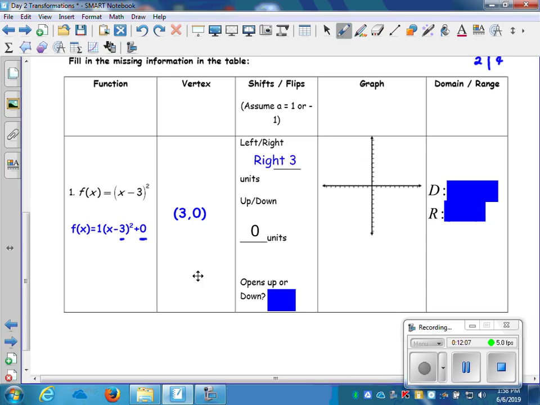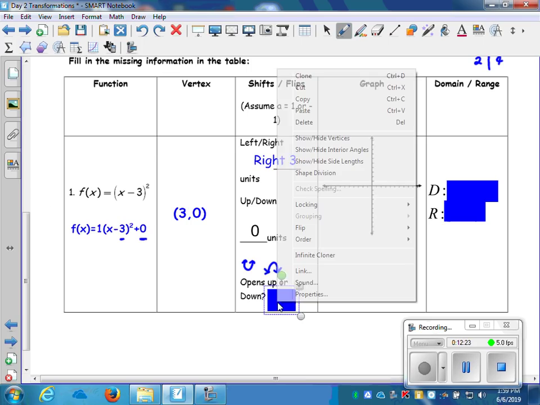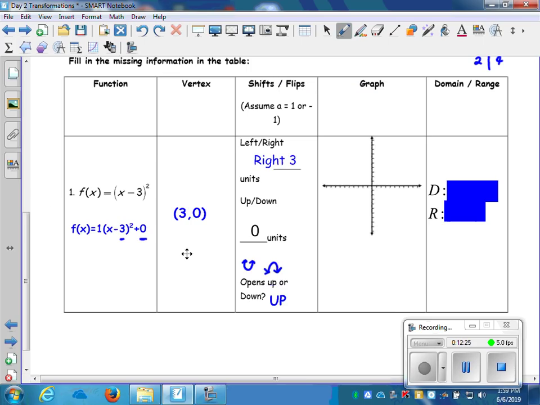Now I need to make a decision as to whether this particular function is an open U shape or does it open upside down. It would open upside down if it had a negative in the front, but in this case there's a positive coefficient, so I'm going to go ahead and put an up for that.